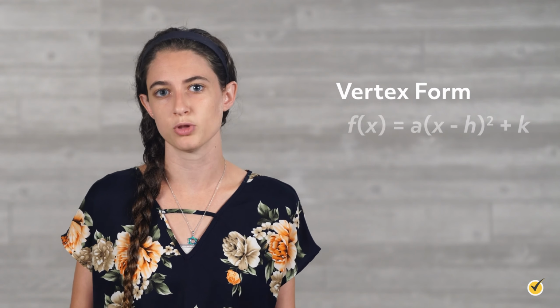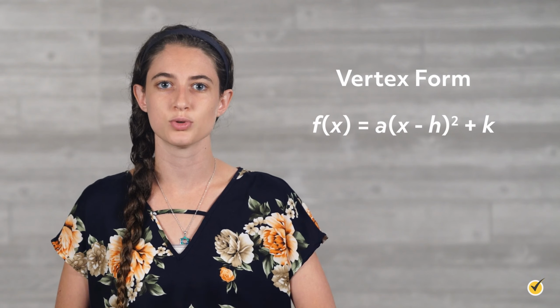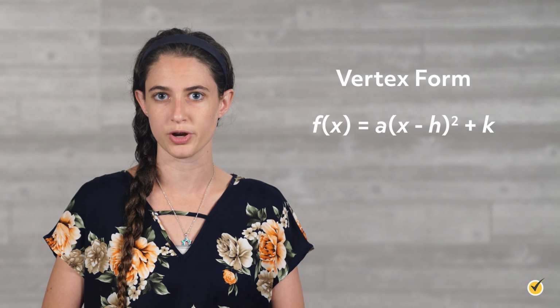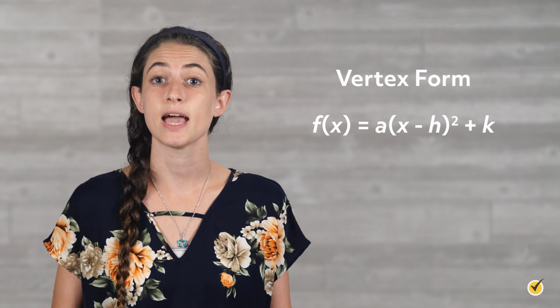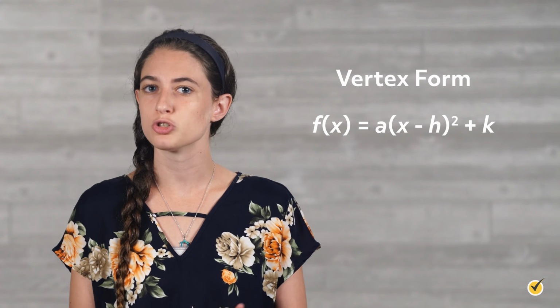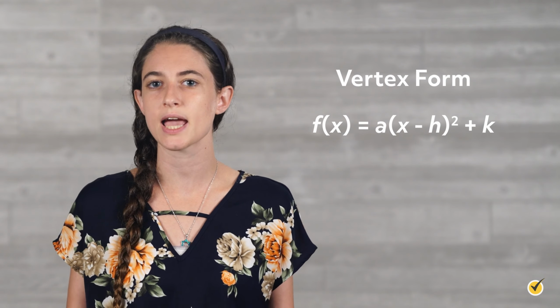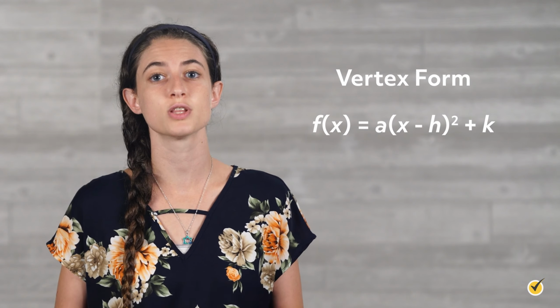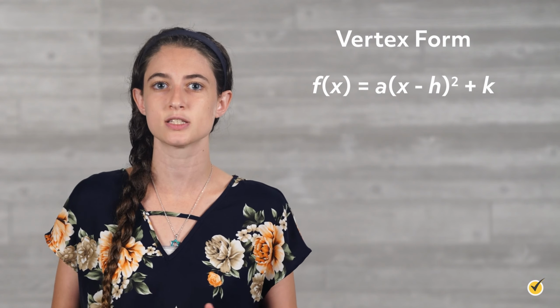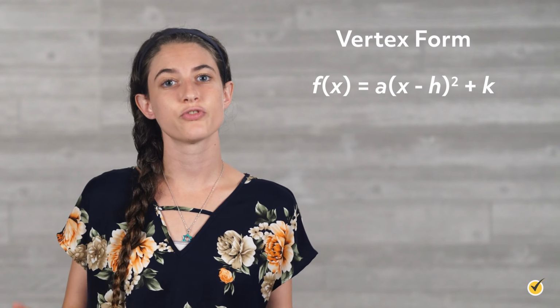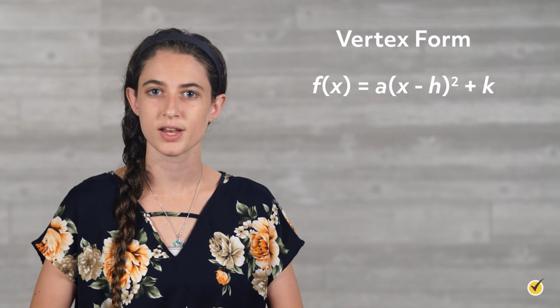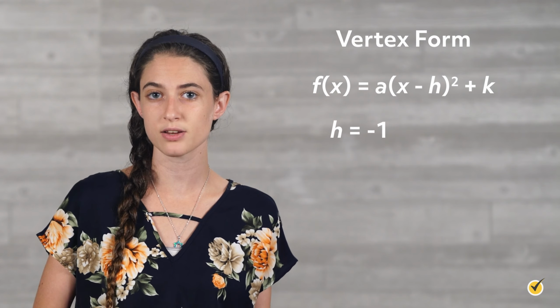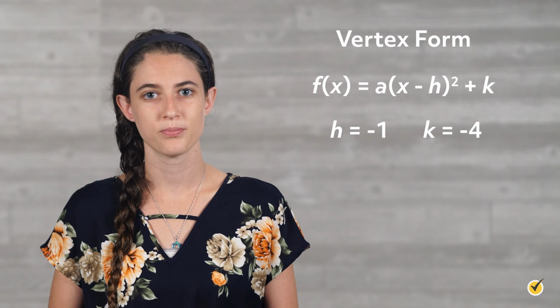This is what vertex form looks like. f of x is equal to a times (x minus h) squared plus k. The a is the same a from standard form, so it just carries over. Remember that the a is invisible for this function because its value is 1. The two new letters, h and k, are simply the x and y values of the vertex. Since our vertex for this problem is the point (-1, -4), that means h equals -1 and k equals -4.